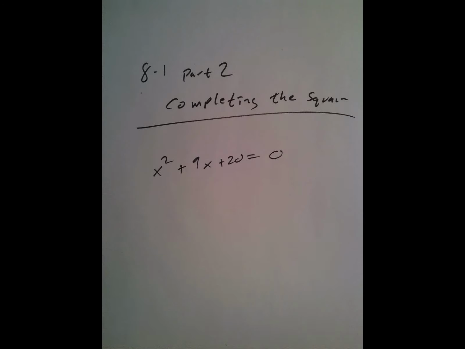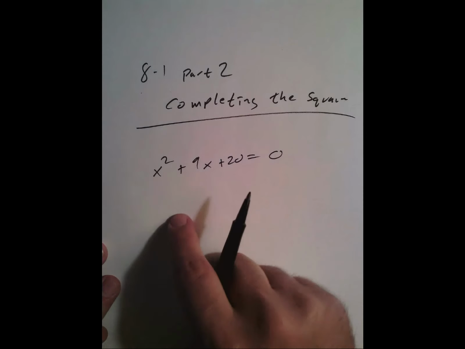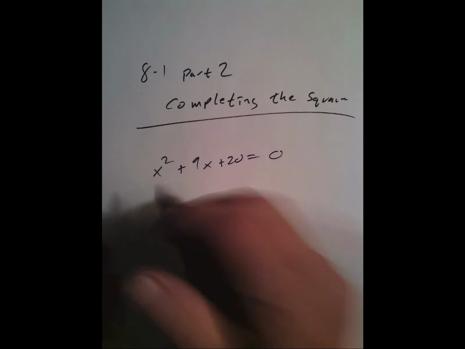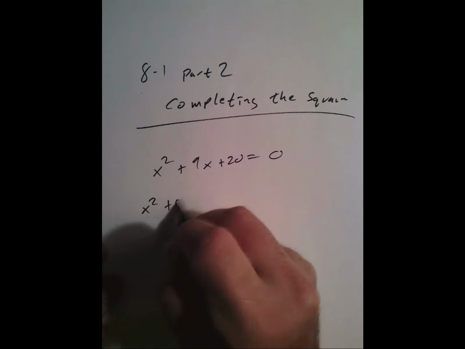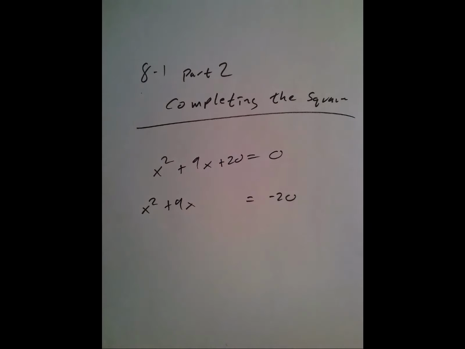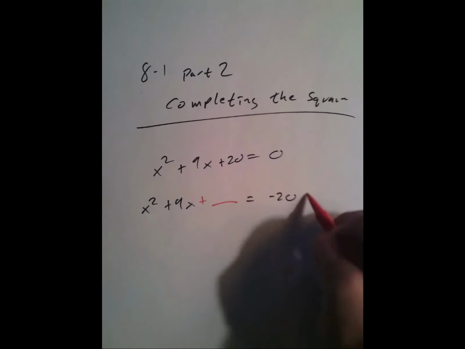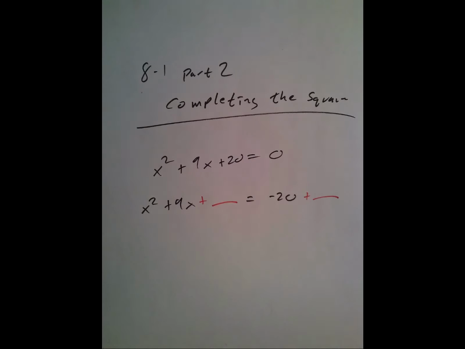What I'm going to do is something called completing the square. I'm going to make one side of this a perfect square so that I can then use the square root method and solve it out. So, first thing I'm going to do is move my 20 to the other side so I have all the x's on the left and the numbers on the right. So this gives me x squared plus 9x equals negative 20. Now, I'm going to put in plus blank to both sides at this point. That plus blank is the reminder to me about what I'm going to do.